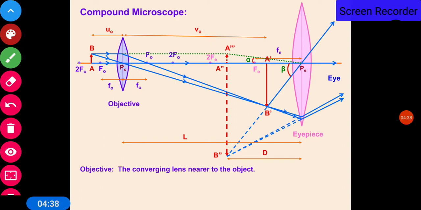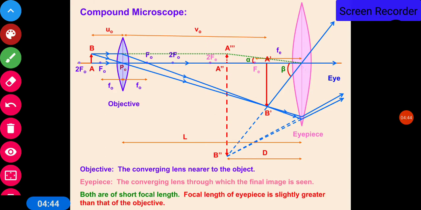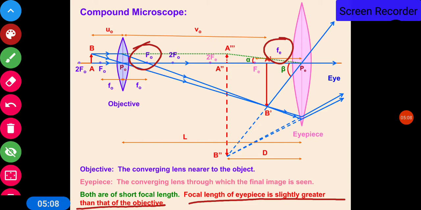Objective: the converging lens near to the object. Eyepiece: the converging lens through which the final image is seen. Both are of short focal length. The focal length of the eyepiece is slightly greater than that of the objective. Listen again: the focal length of the eyepiece is slightly greater than that of the objective. In the ray diagram, you can also see Fe, the focal length of the eyepiece, and Fo. In making the ray diagram, it has been kept in mind that Fe is greater than Fo.